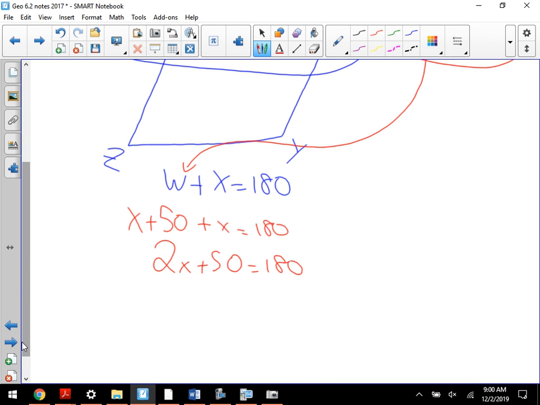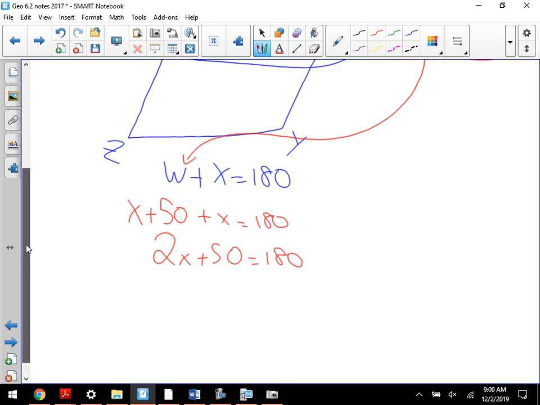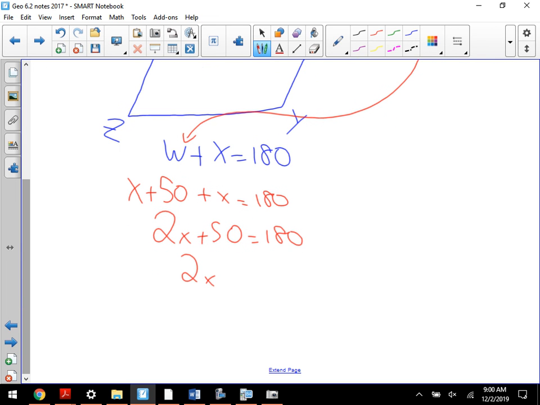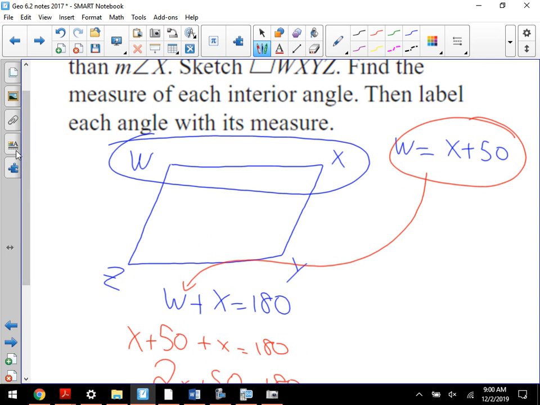So what do you do now? Subtract the 50. Then what? Divide by 2. What do you get? So if angle x is 65, what do you do to figure out W? You add 65 plus 50 to get W. So x is 65.